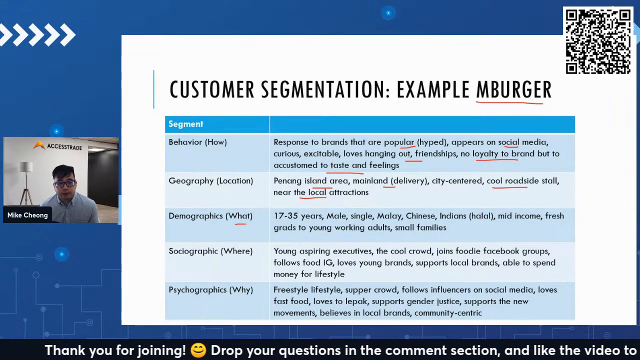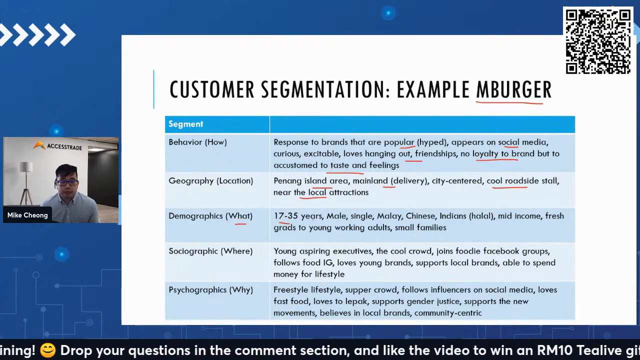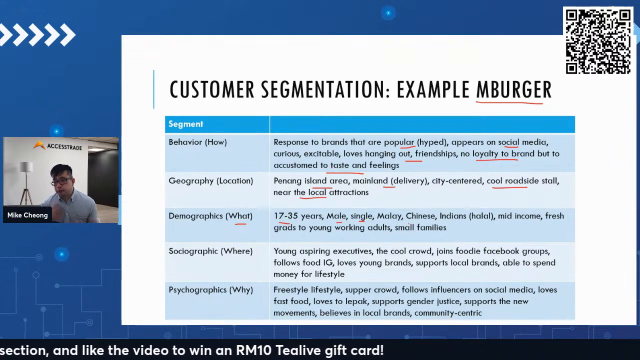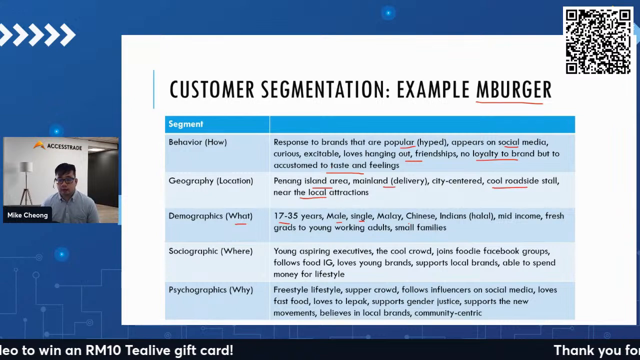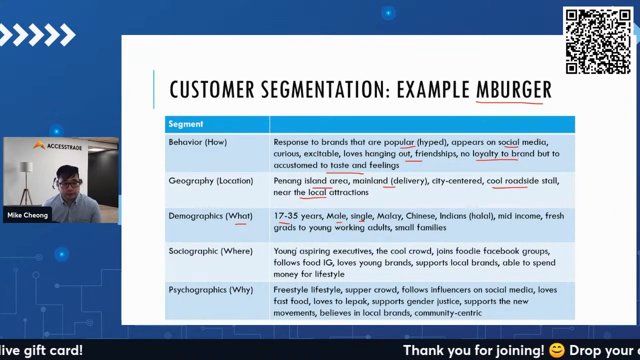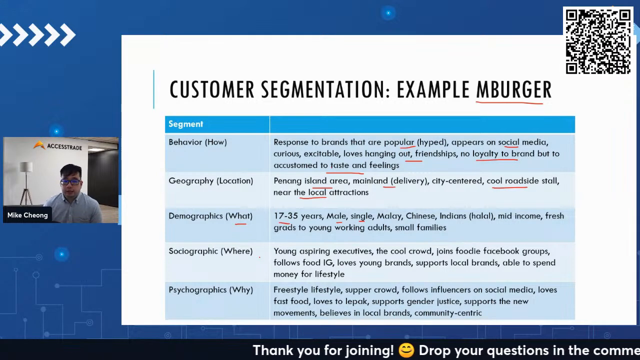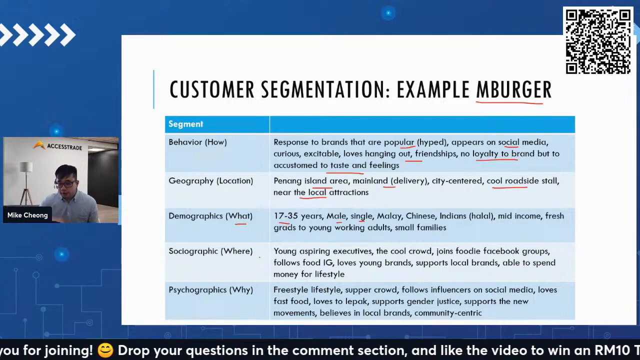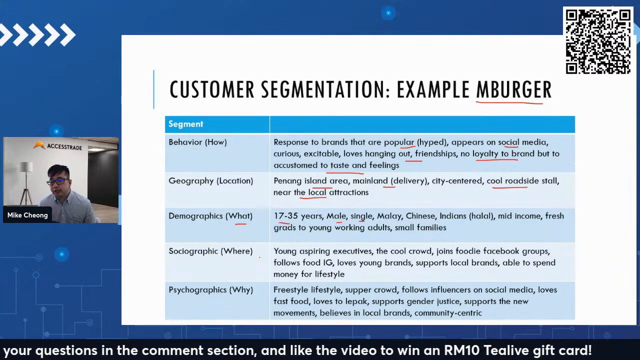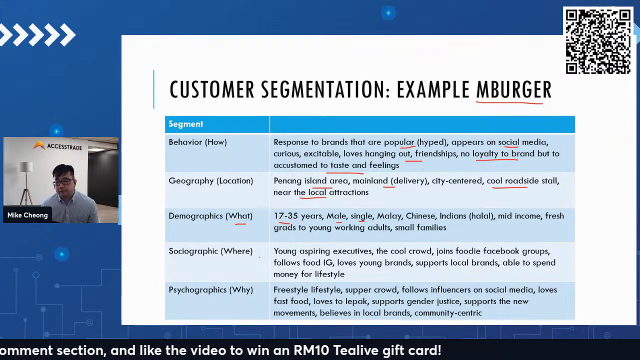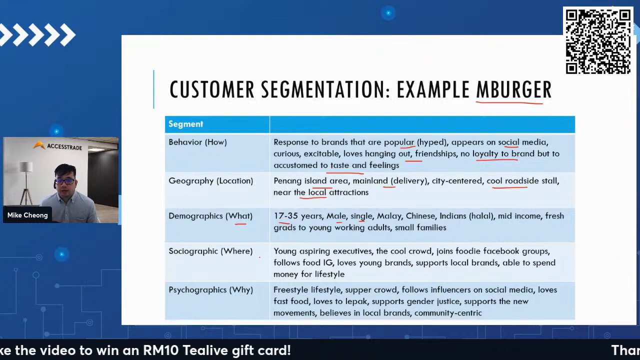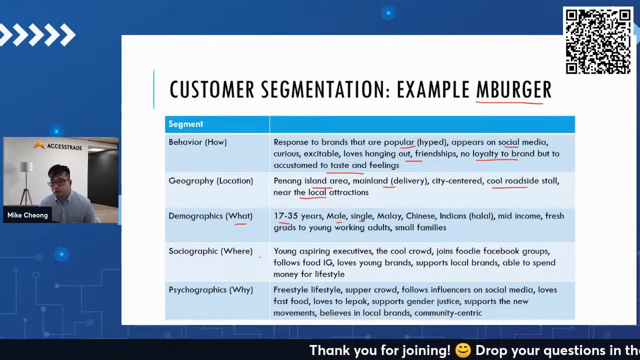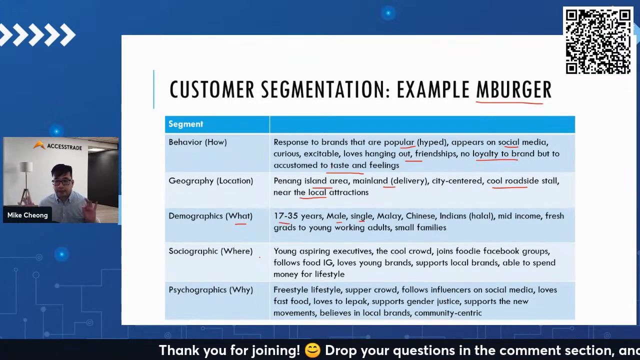Okay, demographics, yeah, they are 17 to 35 age. Okay, they are male, they are single, they are Malay, Chinese, Indian race, right? So they are mid-income, they are fresh young grads to working adults, and even have small families. Okay, sociography, where they are young aspiring executives. They are in the cool crowd, the cool kids, right? So they join foodie Facebook groups. They follow IG food channels, right? They love young brands. They support local brands. You will see them tagging support local hashtags, right? Makan lokal, right? These are indicators and signs, guys.